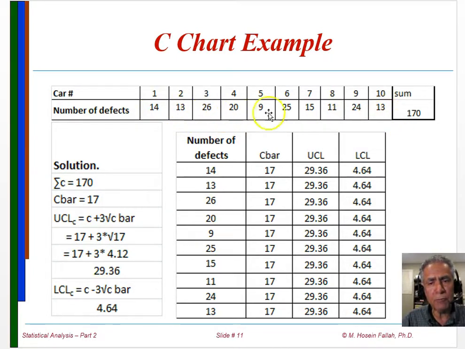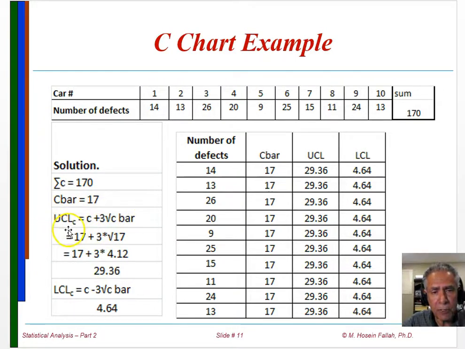So the total number of defects is 170. The number of units of car that we looked at is 10. So if we add 170 and divide it by 10, we get the average number of defects per unit, right? So that will be 17 defects per unit, and all the units are of the same size.